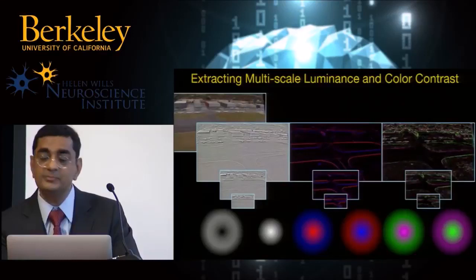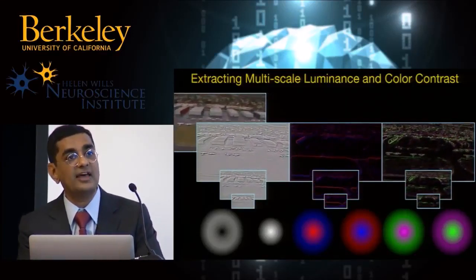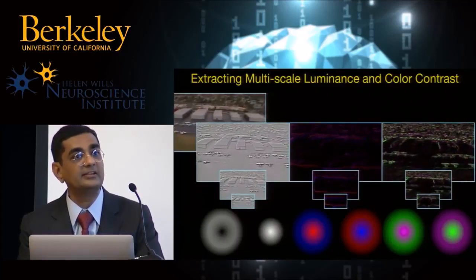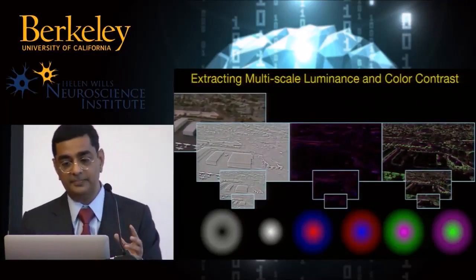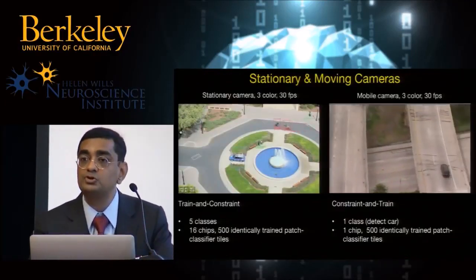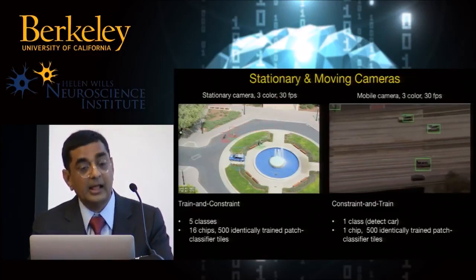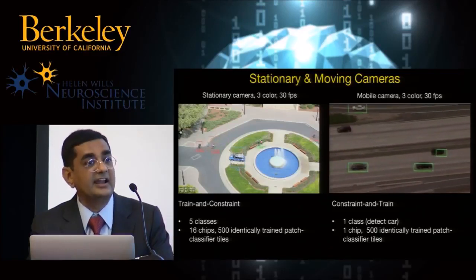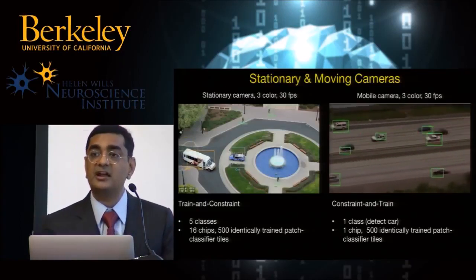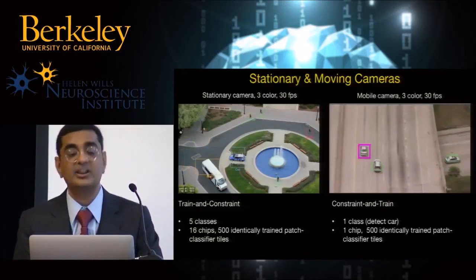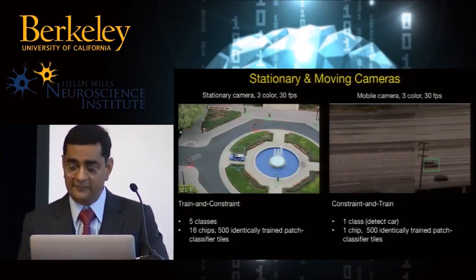Another demonstration, same sort of data set, being able to extract luminance and color contrast, again at 30 frames per second, real time. And now, taking all these features, here's where we use deep learning and apply them to two data sets. One is NeoVision Stanford data set, stationary camera. One is moving camera, moving targets. Again, 30 frames per second. State-of-the-art accuracy, much lower power than any of the existing platforms.